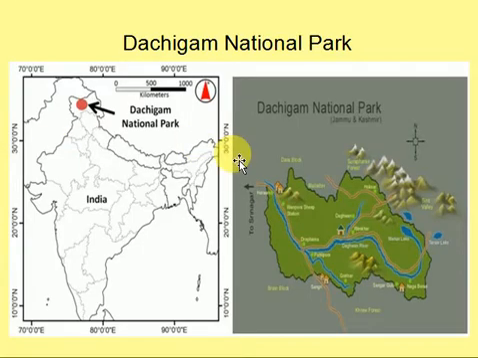Now let us discuss the Dachingam National Park. Dachingam National Park, you can have a look, is in Jammu and Kashmir. It is located here. You can see this is the major area of Dachingam National Park, a huge area along with the river. This is all Dachingam National Park in India, in Jammu and Kashmir.